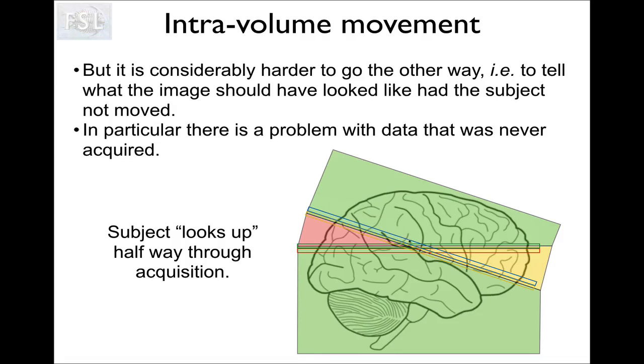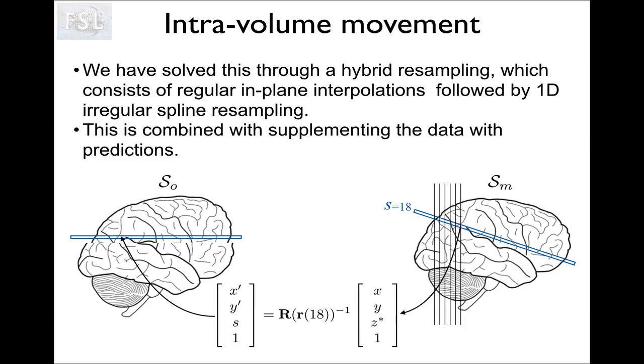But the red wedge here, when the subject looks up, that means this part that hadn't been acquired yet is moved down below where we continue to acquire the data. So we have a part here that's been acquired twice, and another part here that hasn't been acquired at all. The way we're trying to solve this is through a hybrid resampling. We have complete information about each and every slice, but each and every volume is potentially not complete.